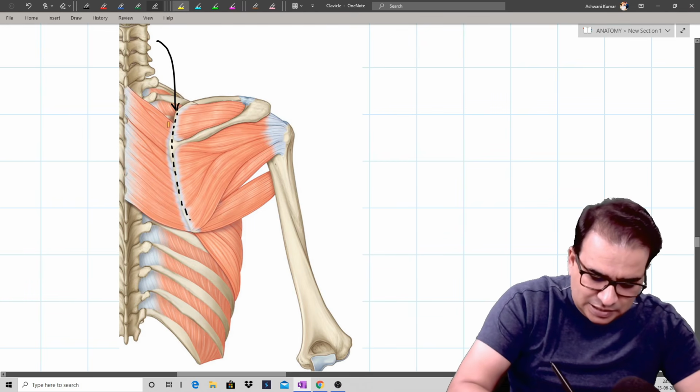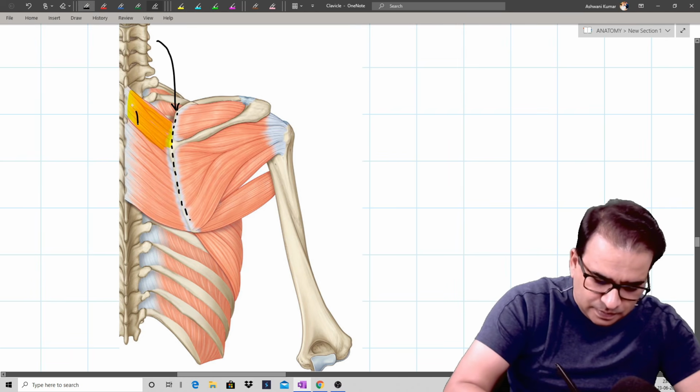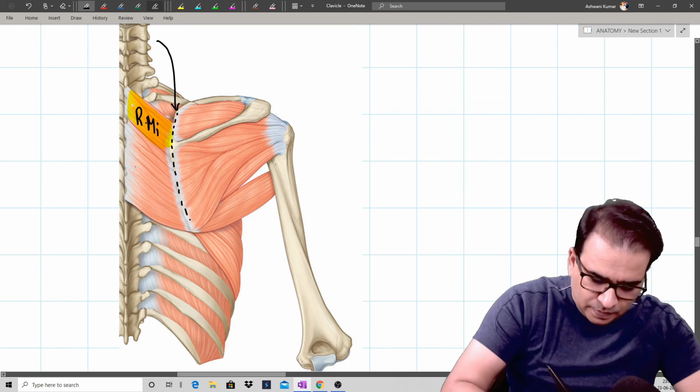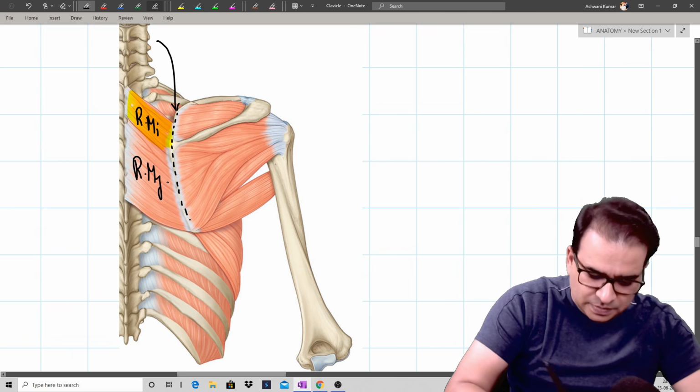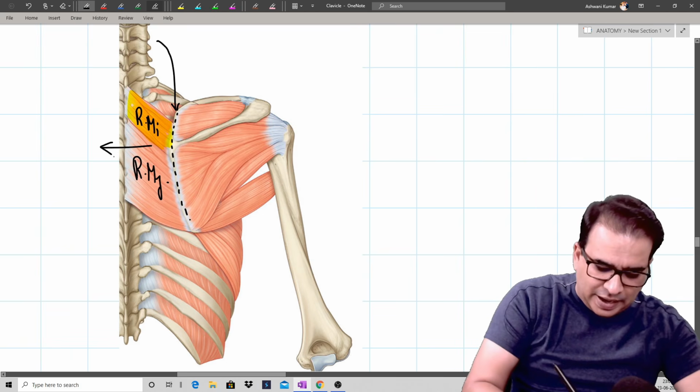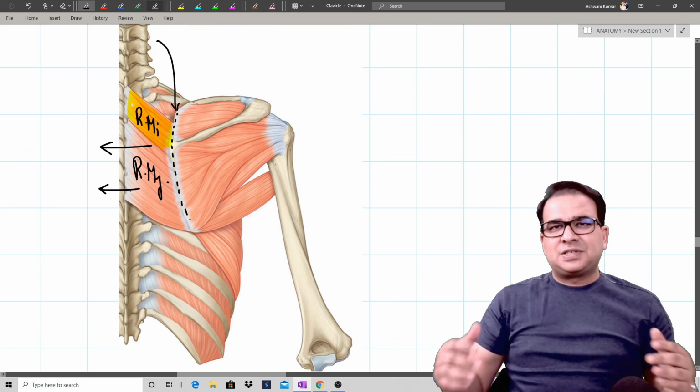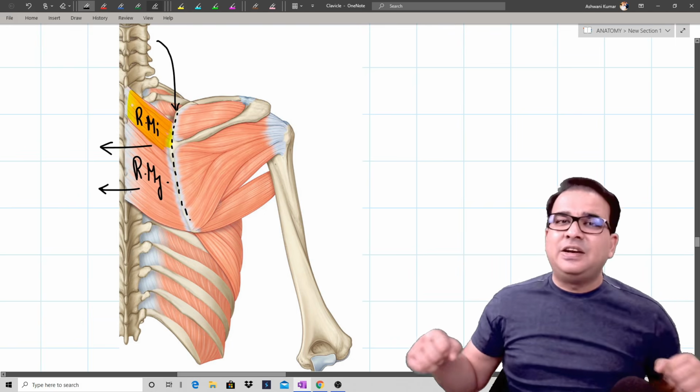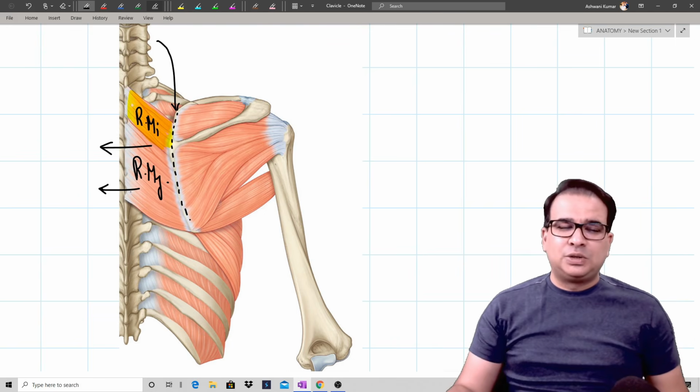But you can clearly see the rhomboideus minor muscle. Look at the one which I'm highlighting here, that is rhomboideus minor. And this one here is the rhomboideus major. And clearly when these muscles contract, they are pulling the medial border of the scapula toward the vertebral column. So they are the retractors. Rhomboideus minor and major both are the retractors here.